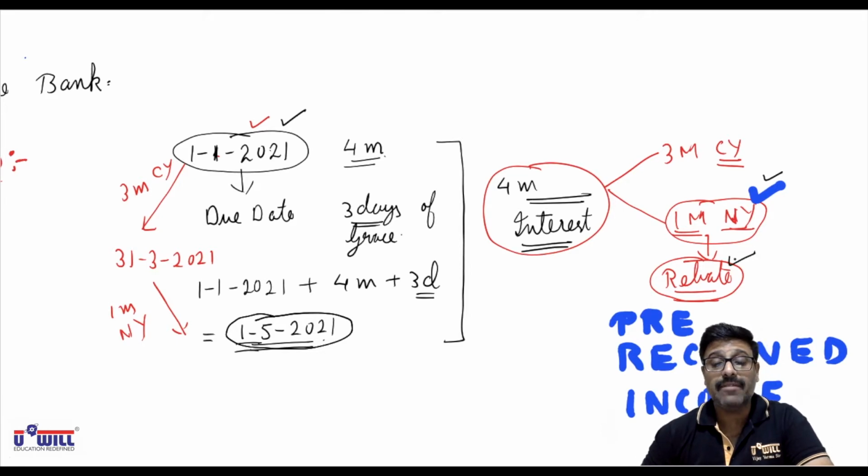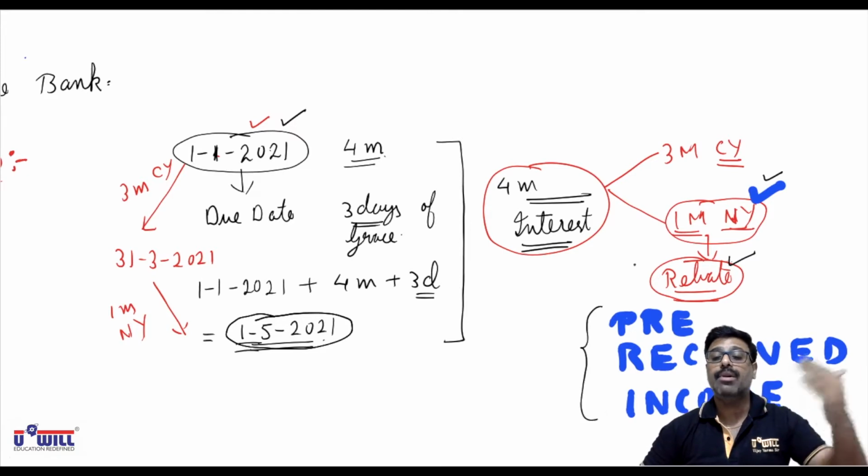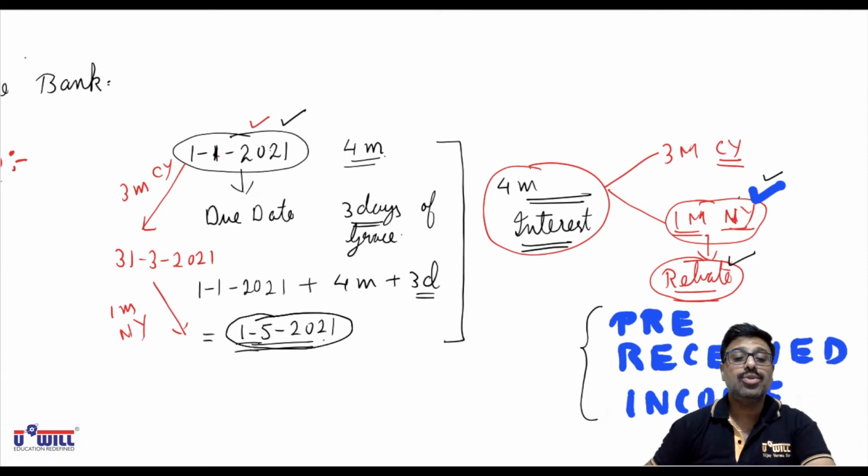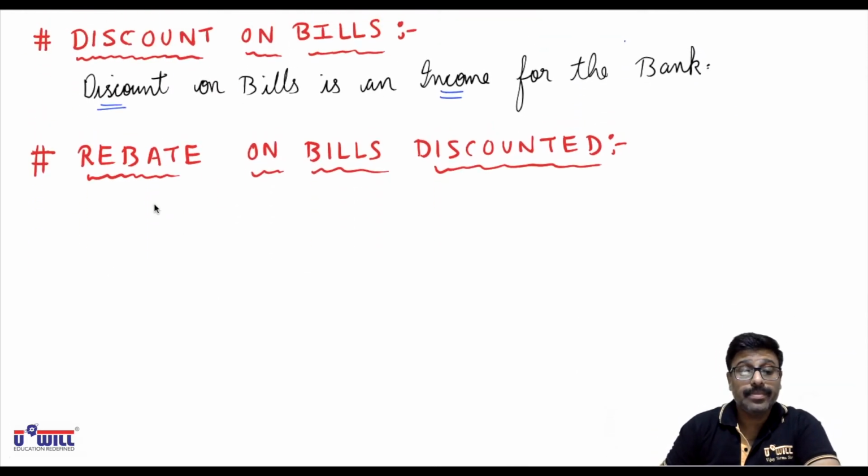And in simple language, final accounts language, what is this rebate? Pre-received income. Income of next year which you have received in the current year. So now let us write all the things in detail. Yes, write down.